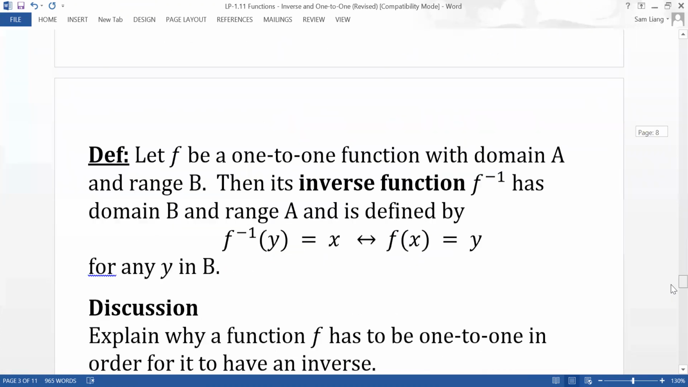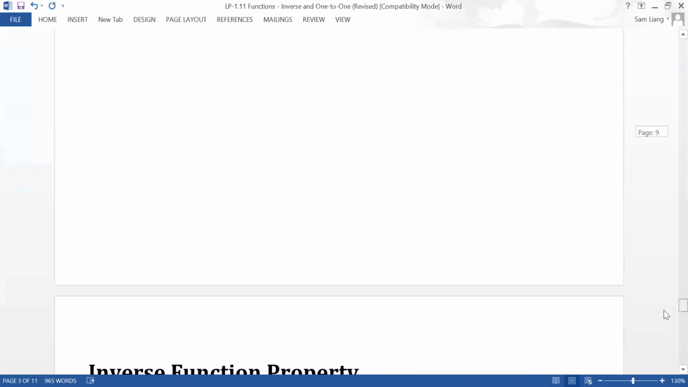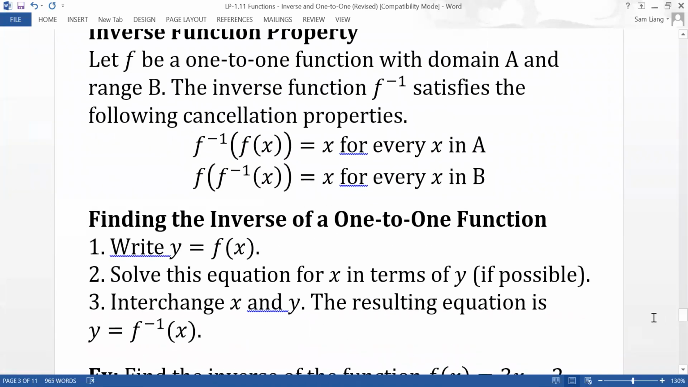All right, here's the inverse function property right here. Let f be a one-to-one function with domain A and range B. The inverse function f inverse satisfies the following cancellation properties. So this is going to make use of the composition of functions, right? f inverse of f of x equals x for every x in A, and f of f inverse of x equals x. In other words, if you compose the inverse with its original function, then you just get back the variable x. That's true for any one-to-one function and its inverse.